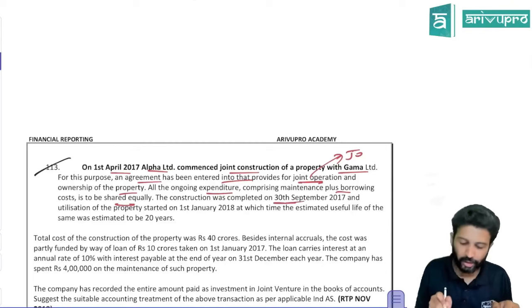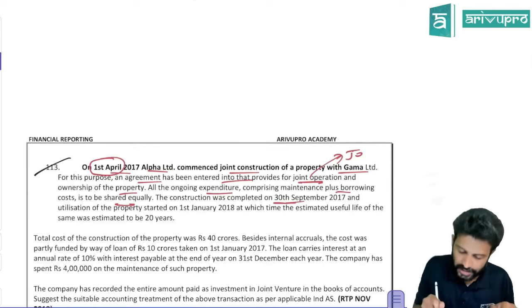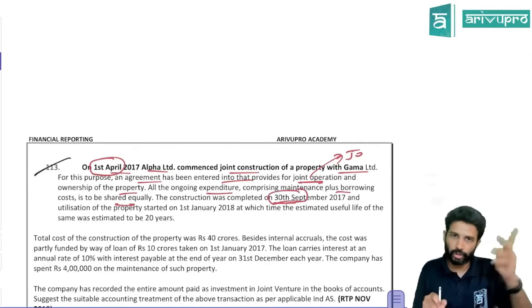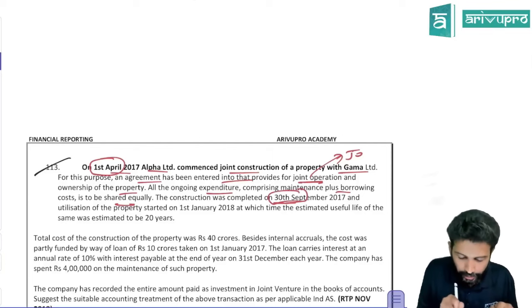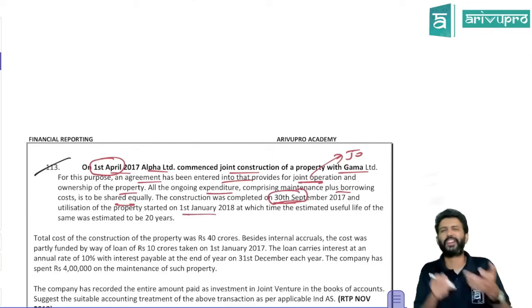The construction was completed on 30th September. So when did you start? 1st April. When did you complete? 30th September. So about 6 months you have taken for construction. And utilization of property started from 1st January. That is put to use.